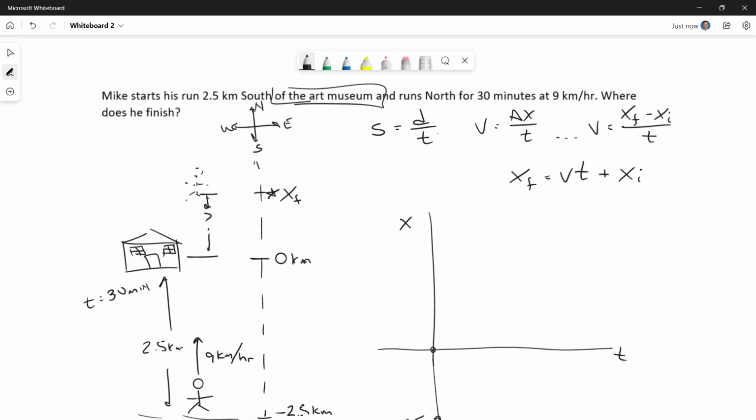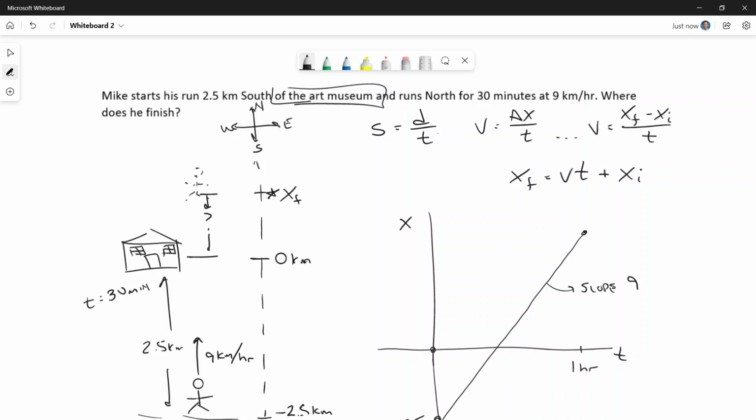He would be going up 9 kilometers every hour. Let's call this 1 hour. And he's going to go up about 9 kilometers. He's going to be located right around here after an hour. And you might see a slope here, and that slope would be his velocity.